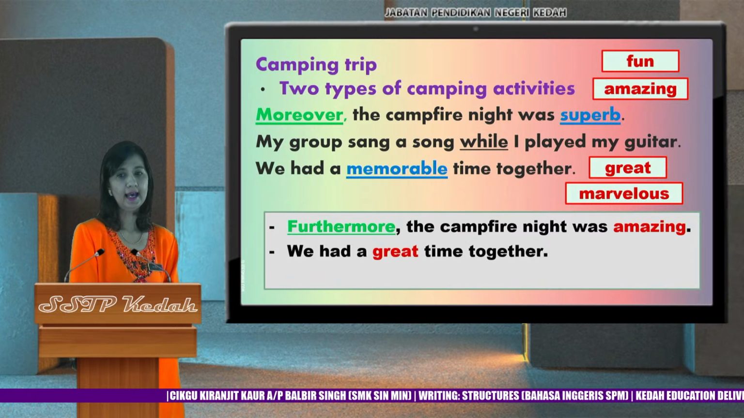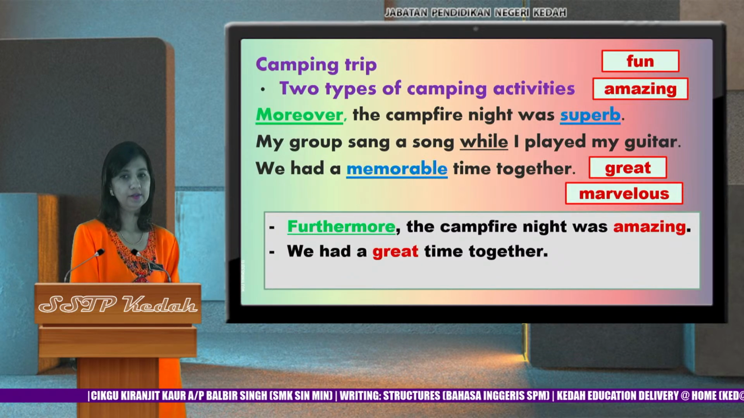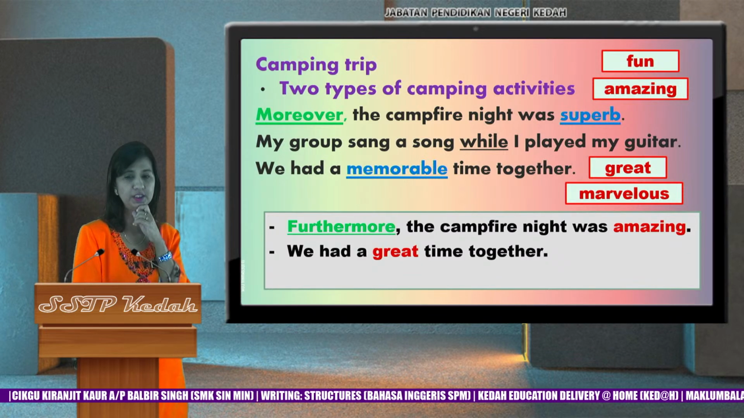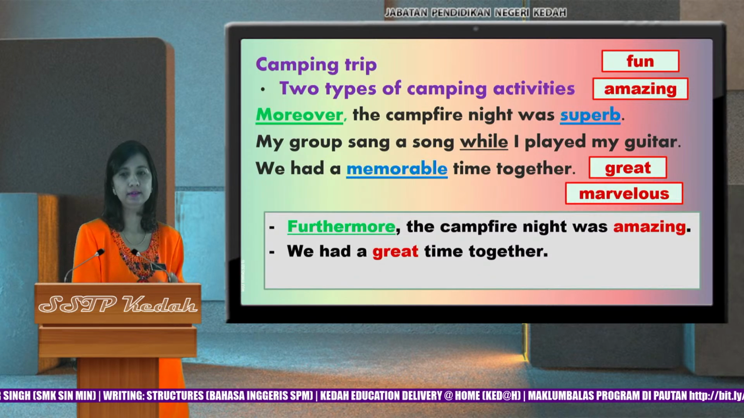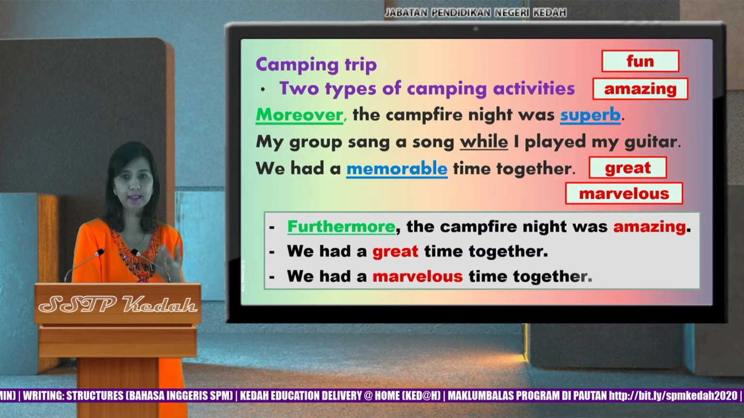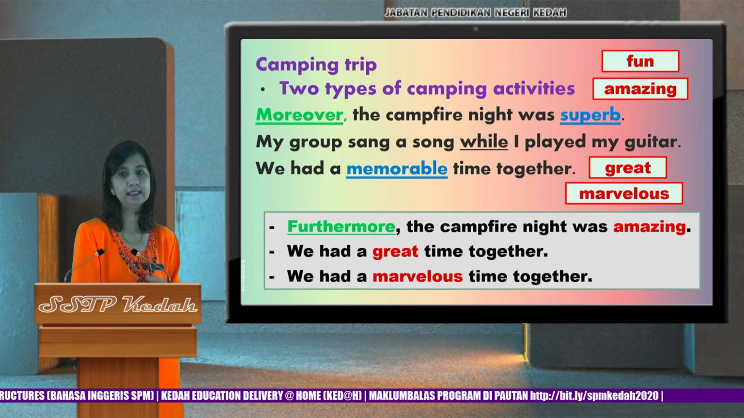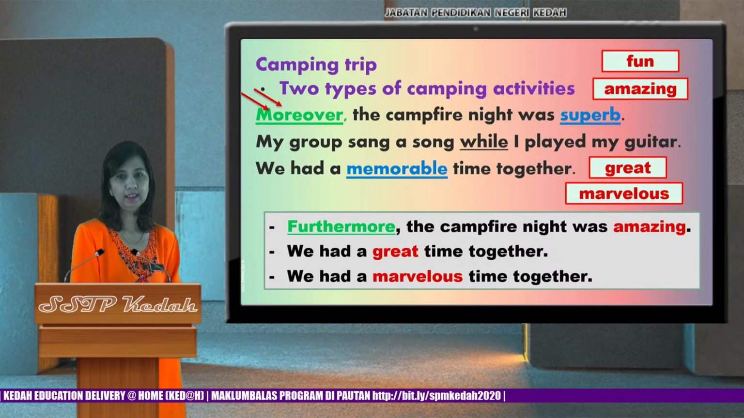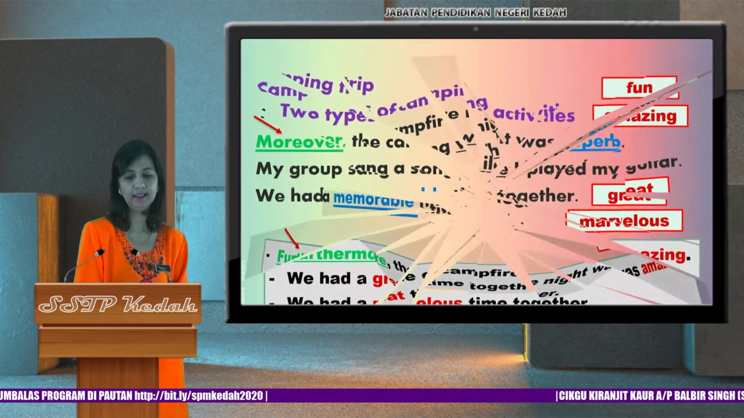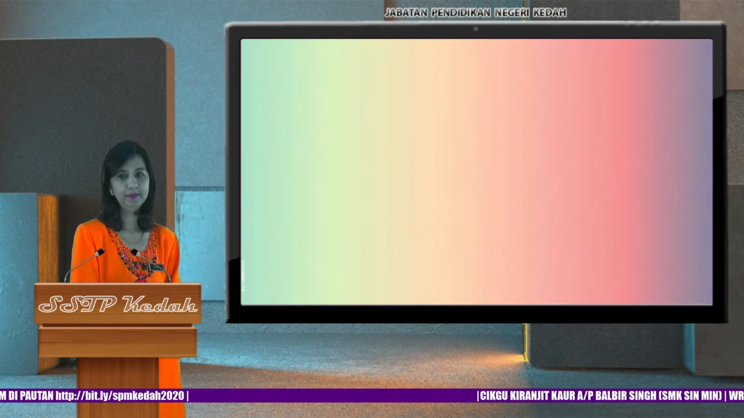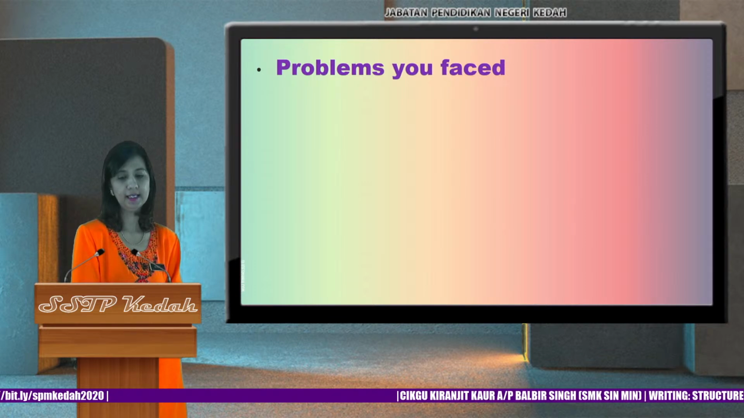Okay, we had a great time together, instead of saying we had a memorable time. Oh teacher, memorable, I don't know how to spell. Okay, you remember one short word. Great time together. Fun time together. We had a marvelous time together. Okay? So moreover, furthermore, what are they? Yes, you're right. Cohesive devices. Okay? Almost there.